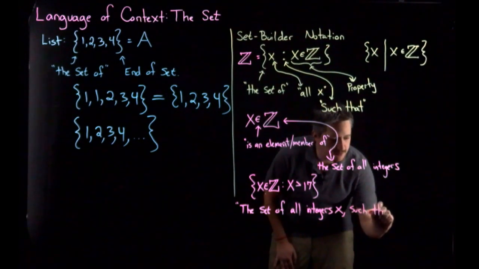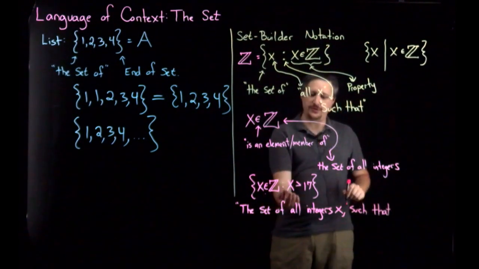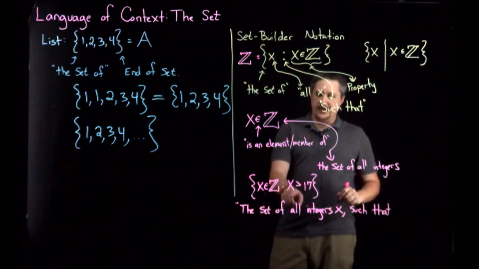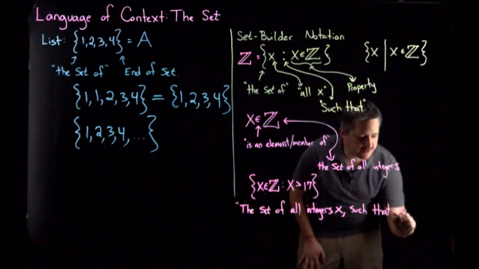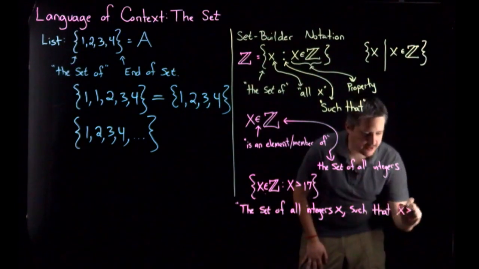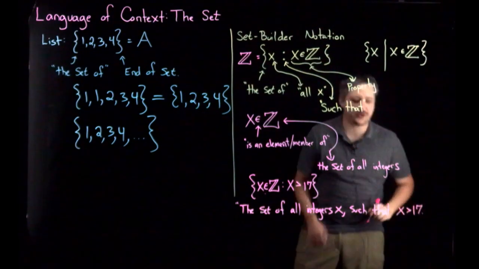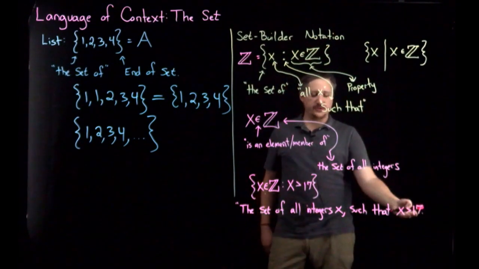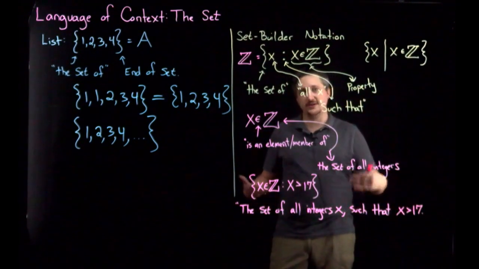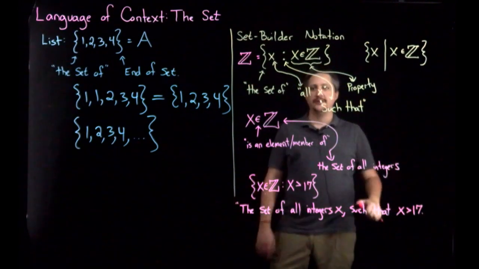such that, so that's the colon, right? And then I have to have this property be true, such that x is greater than 17, strictly greater, right? So this is only integers strictly greater than 17. So it'd be 18, 19, 20, etc. Okay?